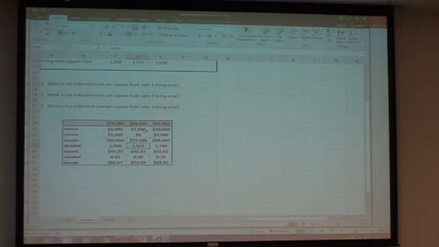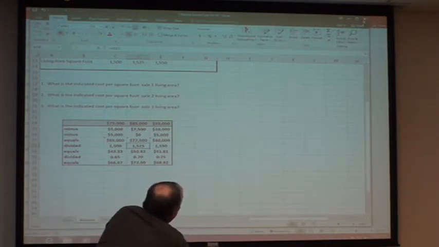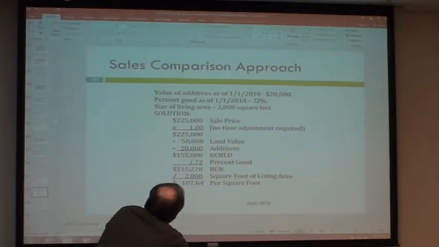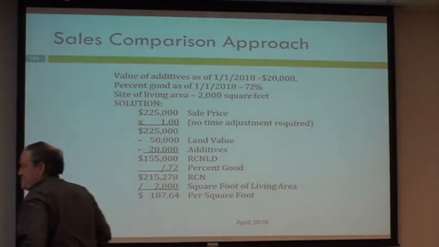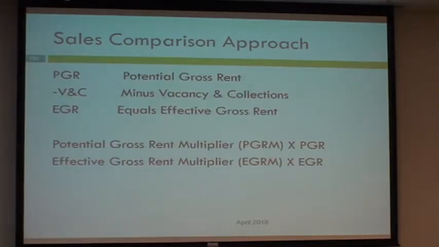Okay, let's move on to the next thing here. We're gonna talk about some multipliers. I kinda like multipliers. Some people don't like multipliers. Let's talk multipliers a little bit. I'm on page 79. Rent multipliers are useful when appraising small commercial residential properties.